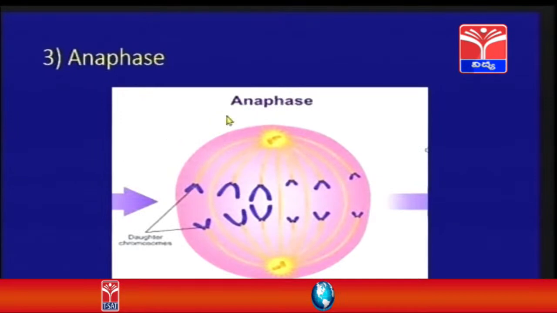Anaphase. In this stage, the chromosomes move away towards the respective poles. That is, the spindle fibers pull the chromosomes towards their poles. As a result, the daughter chromosomes move towards the poles. So, in anaphase, the chromosomes move towards the opposite poles.